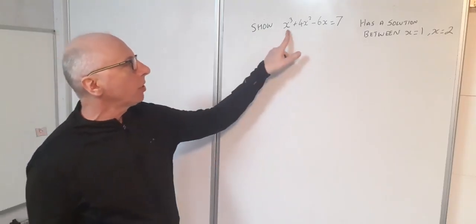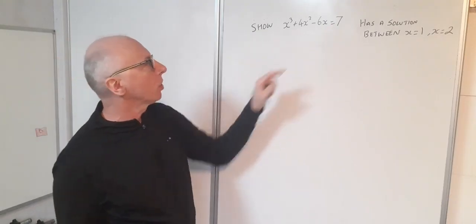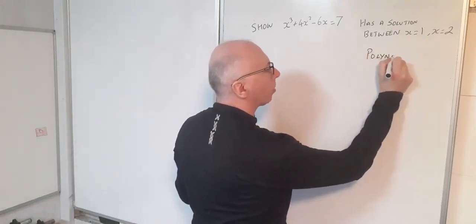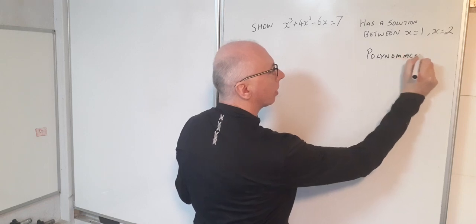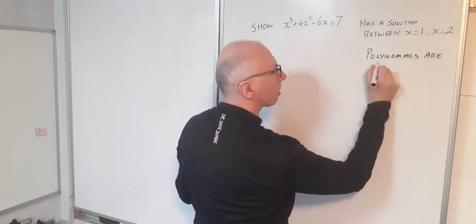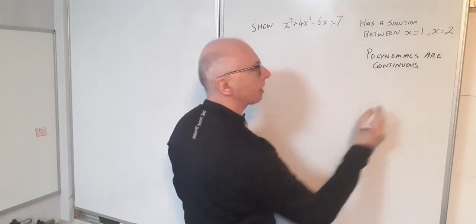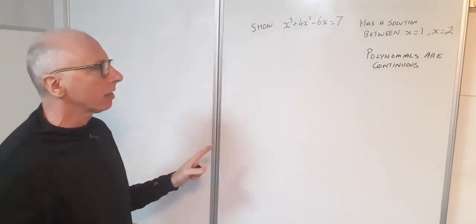Well, the property of any polynomial is that this function is continuous. So polynomials are all continuous. So that means there's no breaks in the function, there's no gaps in the graph or anything like that. It just keeps going without breaks.